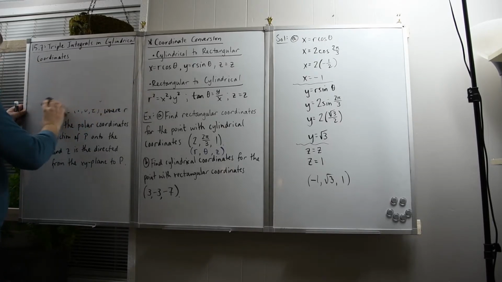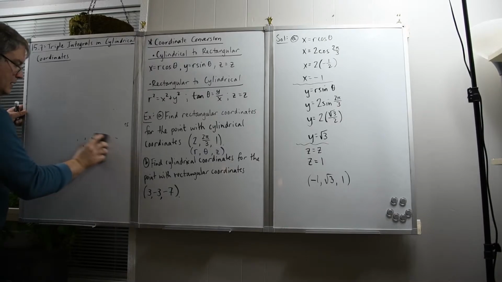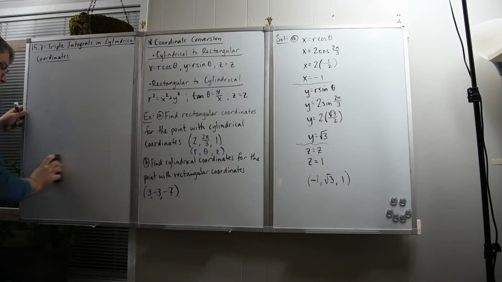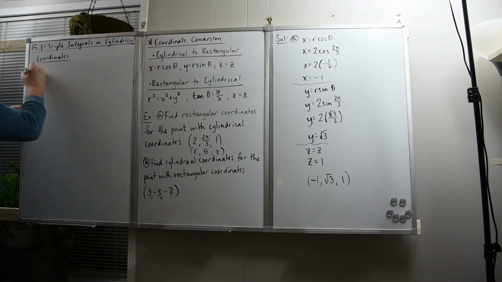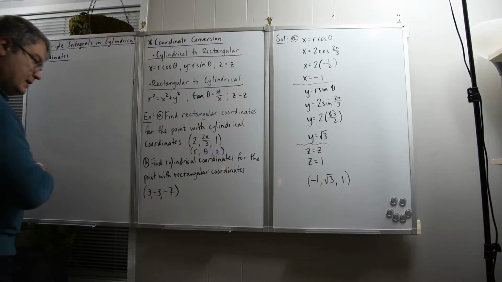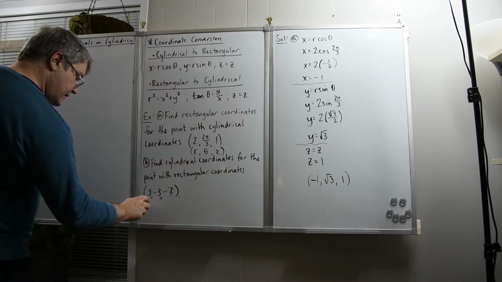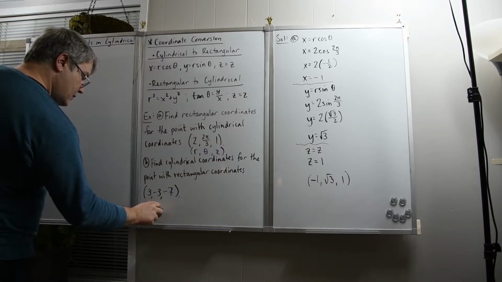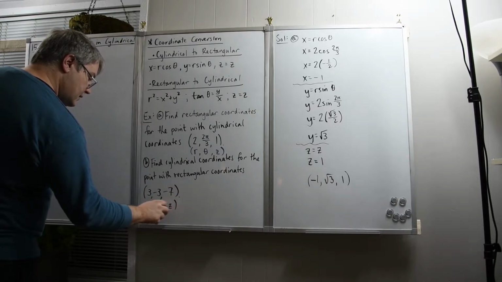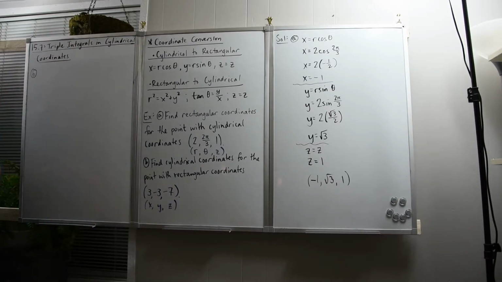We next take a look at part B. And in part B, we're going from rectangular to cylindrical coordinates. But let's recall that if these are the rectangular coordinates, we have x equals 3, y equals -3, z equals -7.